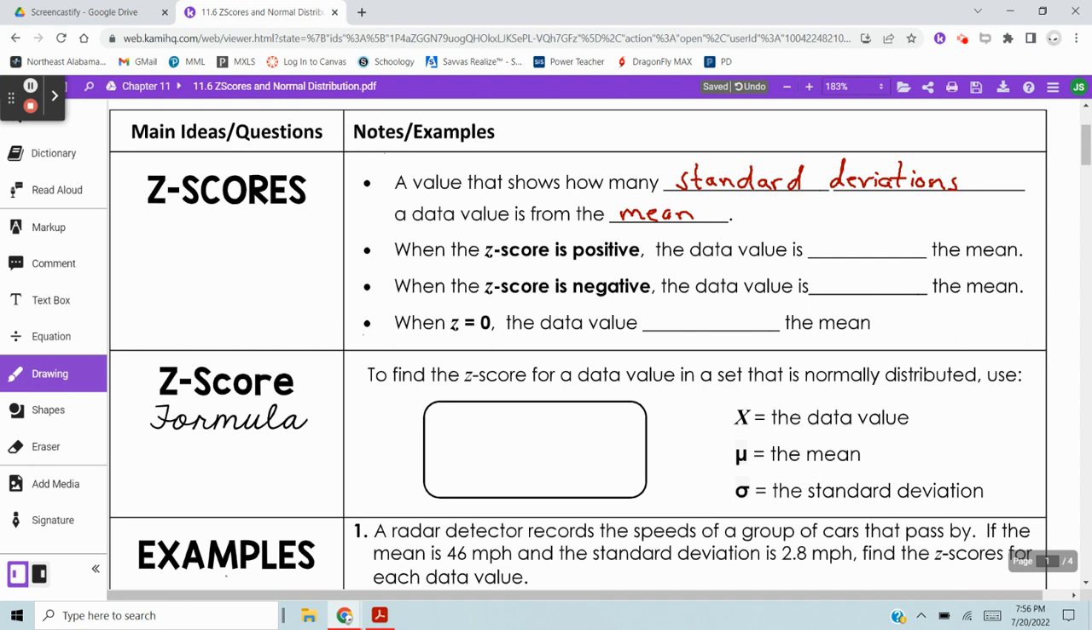Are we one standard deviation? Are we two? Are we -1, -2? From what I just said, we can have positive and negative. If the z-score is positive, the data value is above the mean. If it's negative, then it's below the mean, to the left. If you have a z-value of 0, then the data value is equal to the mean, and that's all a z-score is.